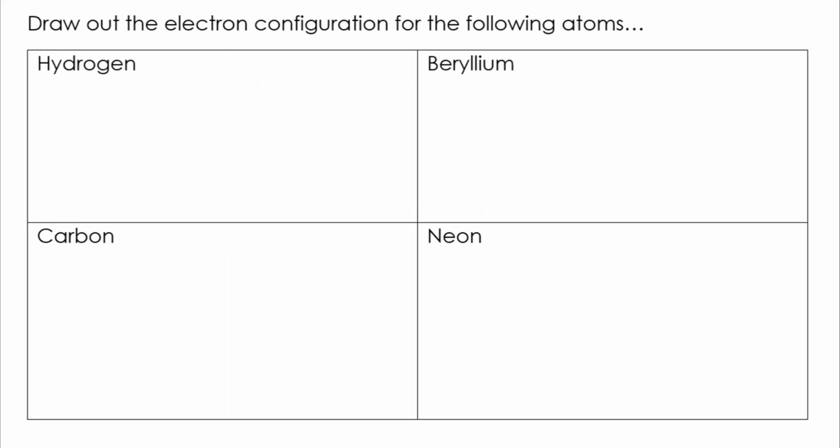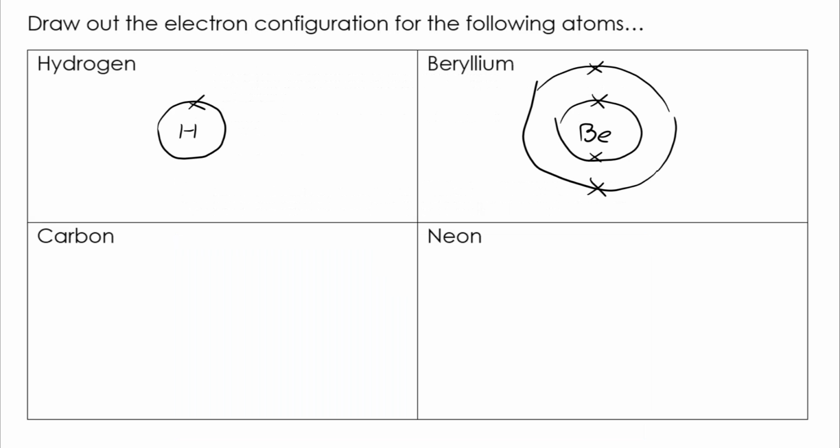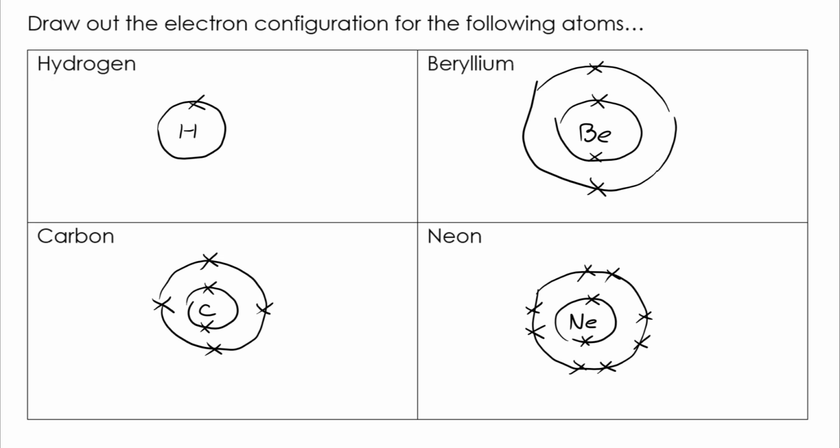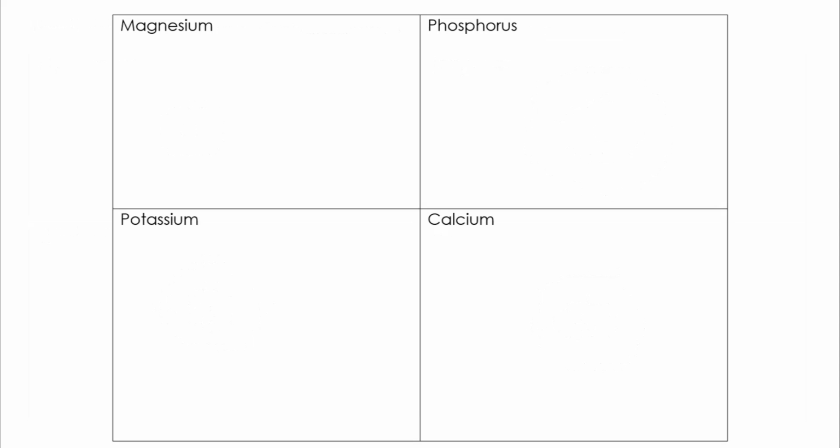So we're going to take a look at the first 2. Hydrogen has 1 electron. The first shell can hold 2 electrons, so I put the 1 in the first shell. But beryllium has 4 electrons. First shell can only hold 2, so the second 2 electrons go in the second shell. Carbon has 6 electrons, so 2 go in the first and 4 go in the second. And neon has 10 electrons, so 2 go in the first and 8 go in the second. The second can hold 8, so both of those are now full. Now have a go at these 4.